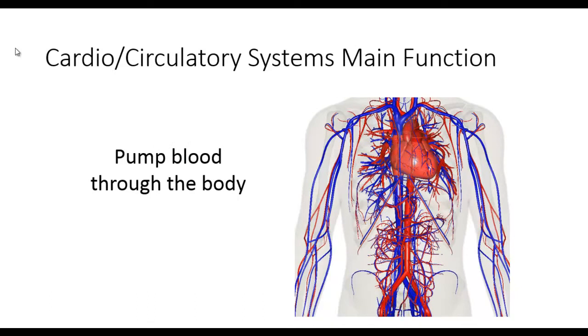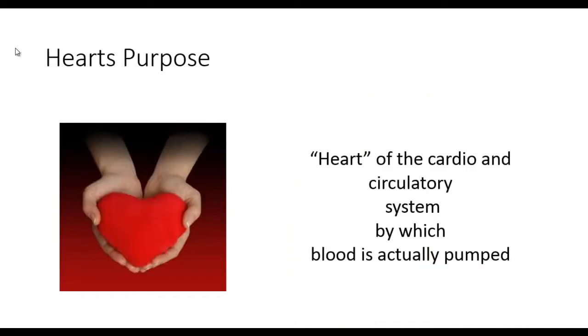The main purpose of these two systems is to pump blood through the body, moving oxygenated blood through the bloodstream, recovering oxygen-poor blood, getting that back to the lungs so that it can be replenished with oxygen, and moving that system through, moving the blood through the body. So let's take a look at several of the organs.